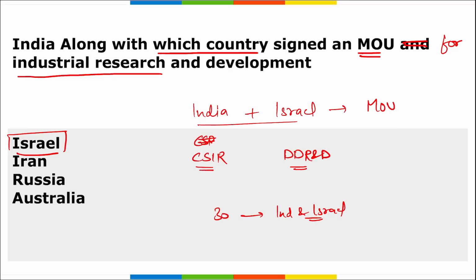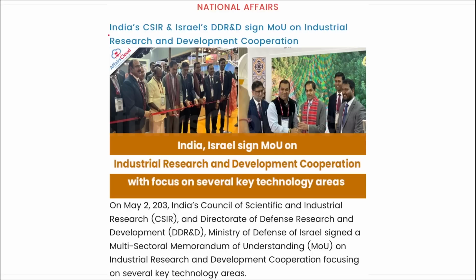Correct? What is the capital of Israel? Jerusalem. Right? So remember this. Here you can see it is India's CSIR and Israel's DDR&D that signed an MOU on industrial research and development and cooperation.